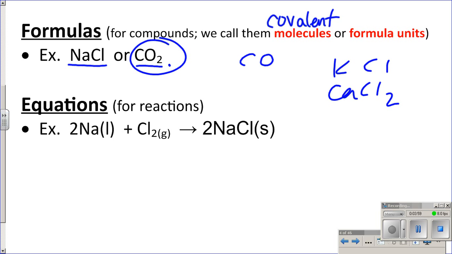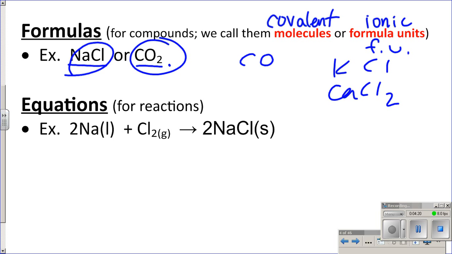If it's ionically bound, and I'll tell you how to refer to that in a second, we call it a formula unit. We abbreviate that FU. Not being mean, that's just how we abbreviate, okay? So this is a formula unit of sodium chloride. We just say different things for different types of compounds.